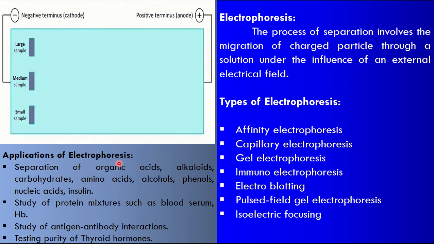Applications of electrophoresis: it is mainly used to separate organic acids, alkaloids, carbohydrates, amino acids, alcohols, phenols, nucleic acids, then insulin, and also used to study protein mixtures such as blood serum and hemoglobin, and also used to study and separate antigen antibody interactions, and to test the purity of thyroid hormones.